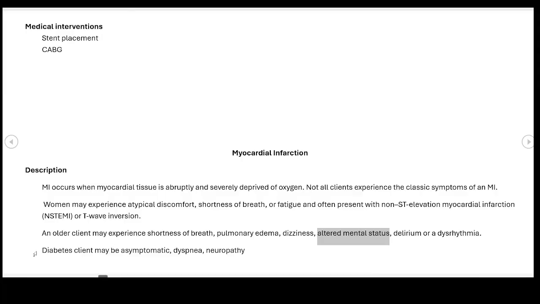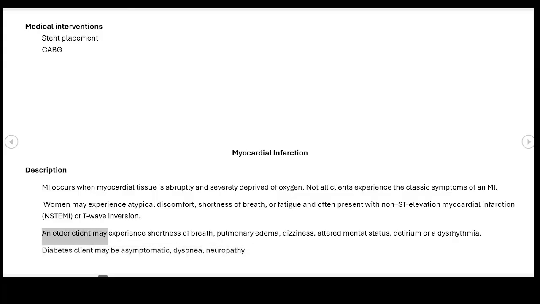Now, with diabetic patients, they might not show symptoms at all. The only time that we know that they have MI is when the troponin level comes back high. Sometimes they'll also complain of dyspnea, difficulty breathing, and then they'll be having neuropathy, which is usually nerve cells getting affected. So they'll be having nerve pain. That's neuropathy. So with diabetic patients, they might not show any symptoms at all.